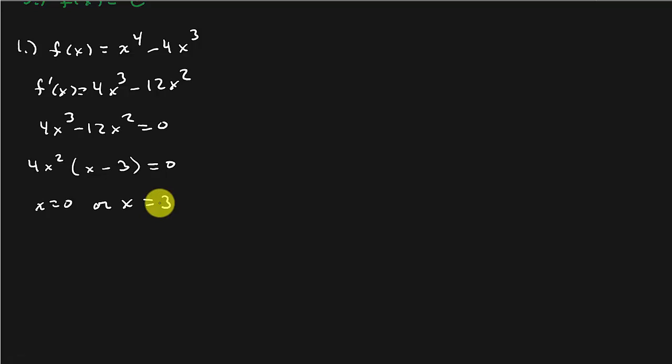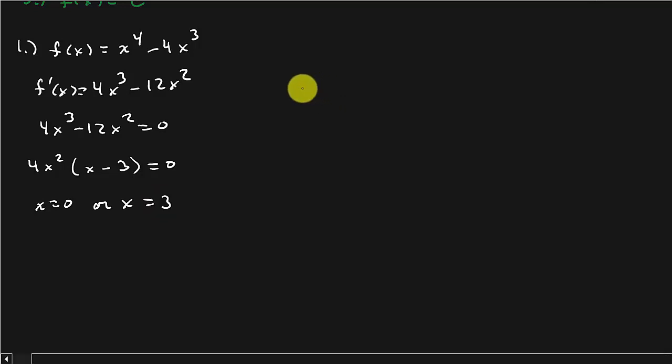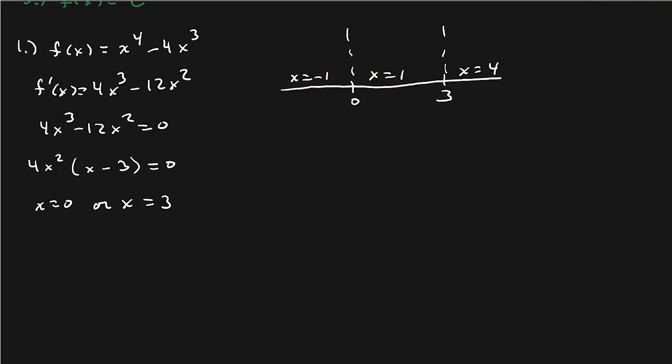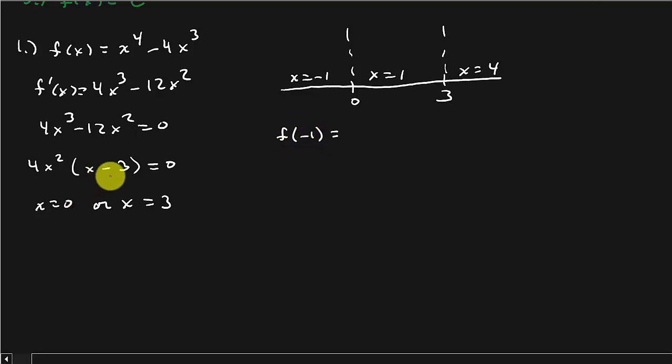All right. So let's draw this on a number line. So I've got 0 and I've got 3. So I'm going to do x equals -1, x equals 1, and x equals 4. All right, so let's see what we've got. We've got f of -1. So I'm going to plug it into this one.